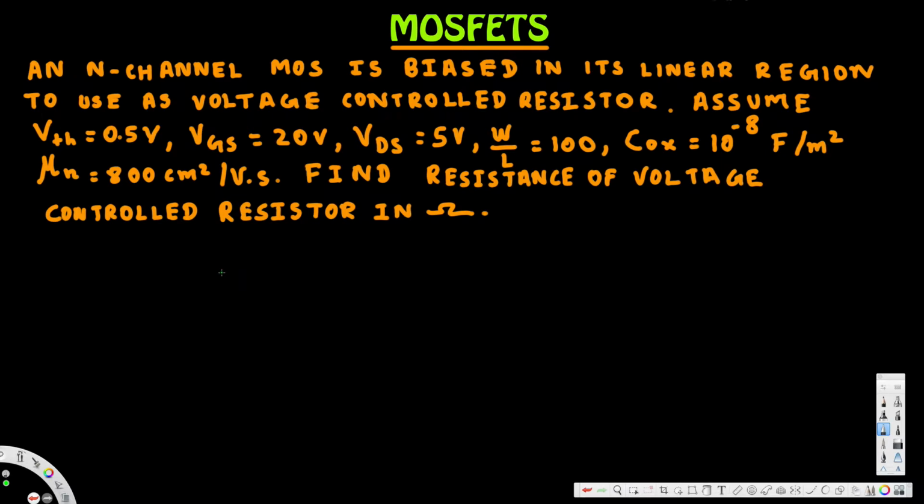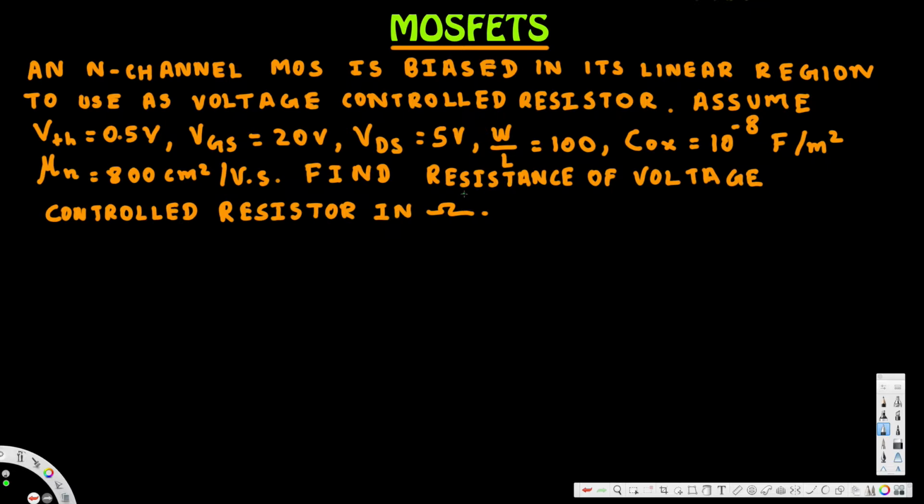Let's do this problem right here. This question is asking: an n-channel MOS is biased in its linear region to use as a voltage controlled resistor. Assume V threshold is equal to 0.5 V, VGS is equal to 20 V, VDS is equal to 5 V, W over L is equal to 100, COX is equal to 10 to the power of minus 8 farad per meter square, mu n is equal to 800 centimeter square per volt second. Find the resistance of the voltage controlled resistor in ohm.